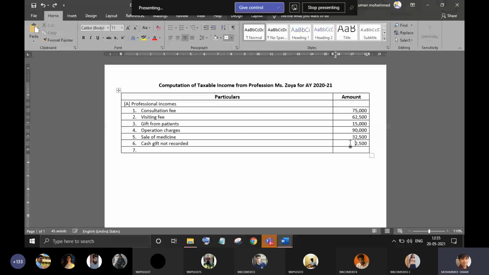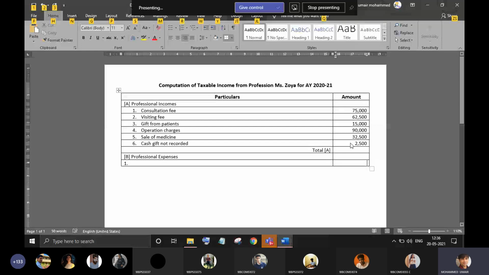Next, let's record the professional expenses one by one now. First is salary to staff. It is 36,000. Next is purchase of medicines.